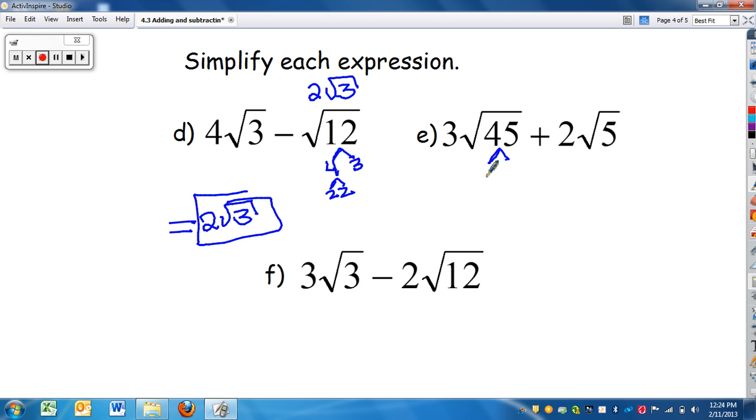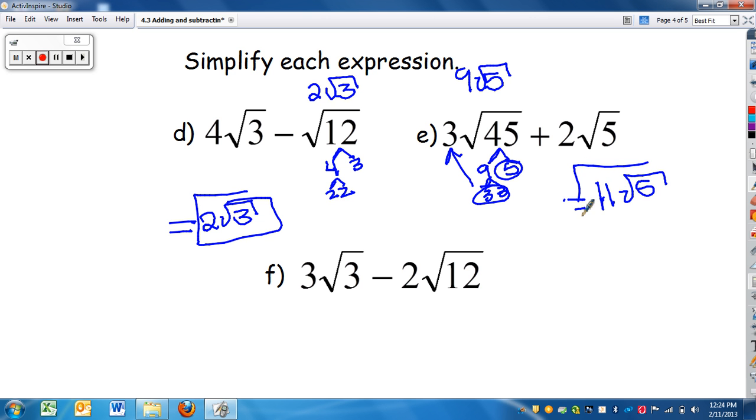This one, breaking down 45. I have 9 and 5, 3 and 3. I have a pair of 3's. So 3 times 3, joining that 3, is 9 square root of 5, and plus the 2 square root of 5, which gives me 11 square root of 5.